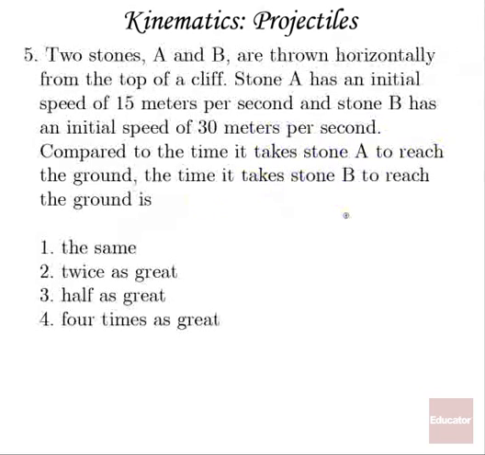All right. Number 5, we have 2 stones, A and B. Those are kind of goofy names for stones. They're thrown horizontally from the top of a cliff. Stone A has an initial speed of 15 meters per second, and B has an initial speed of 30 meters per second. Compared to the time it takes A to reach the ground, the time it takes B to reach the ground is, well, if we're launching these from a cliff, there goes A.